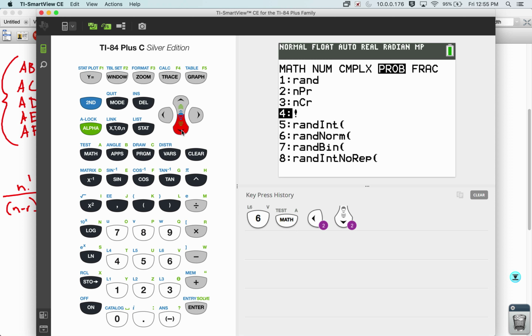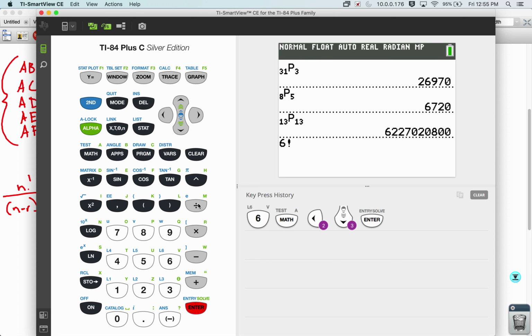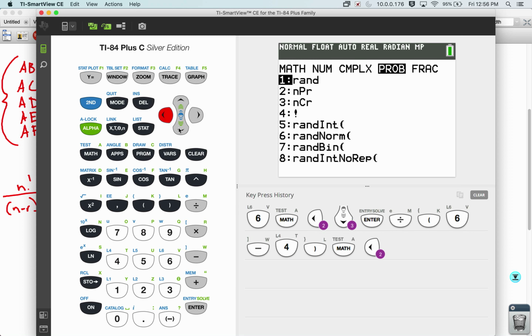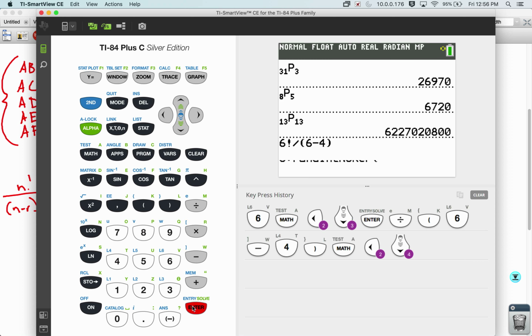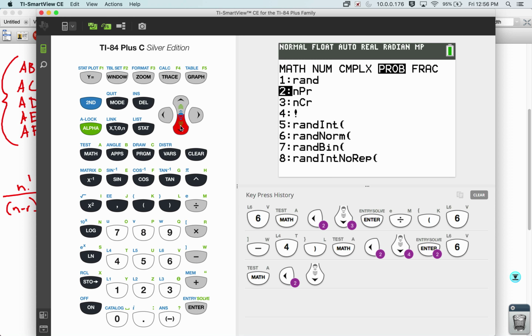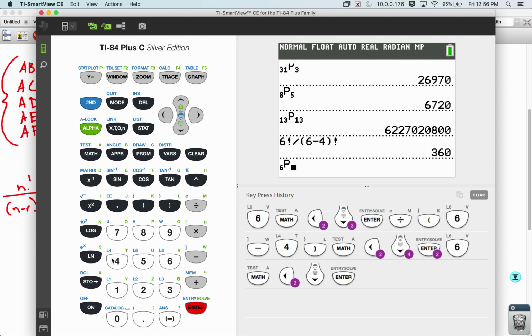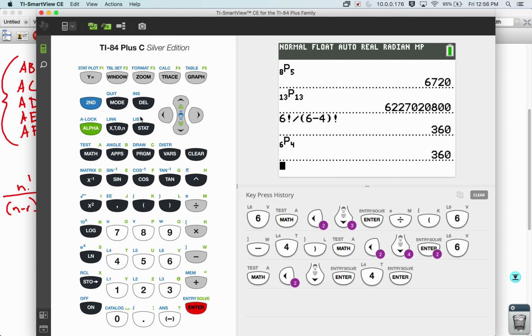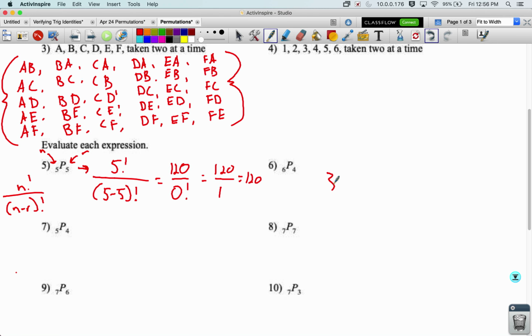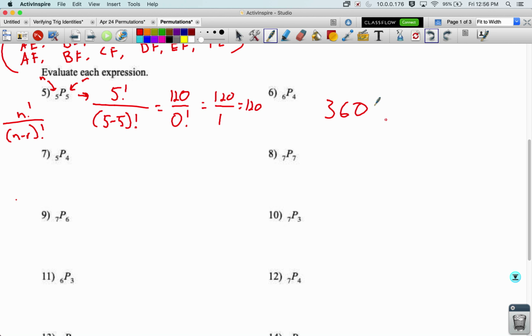6 factorial divided by 6 minus 4 factorial, and we get 360, and then the quickest way is just 6 math nPr 4, and I hope we get 360 again. We do. So this one is 360. 6 items in the set, pick 4 of them. You can do it in 360 ways when order does matter.